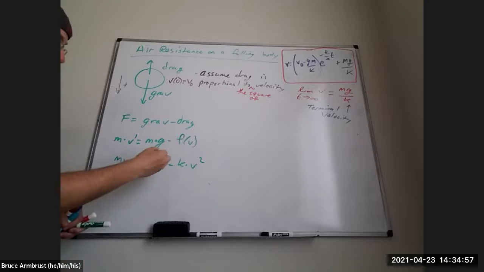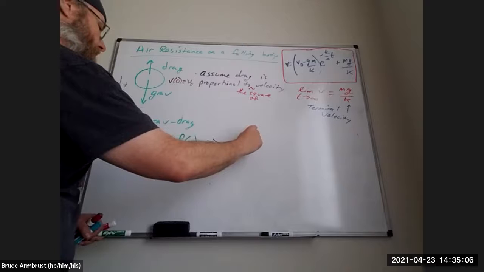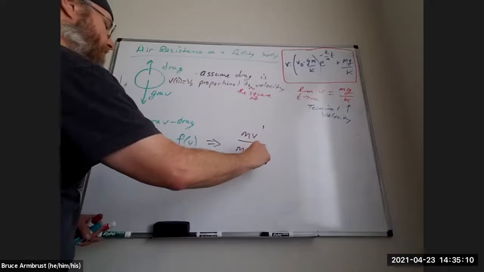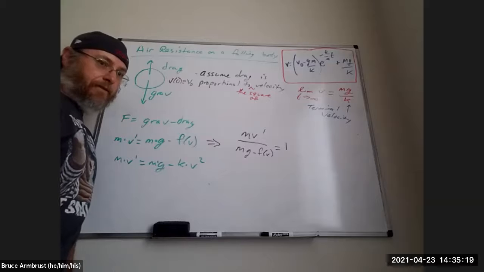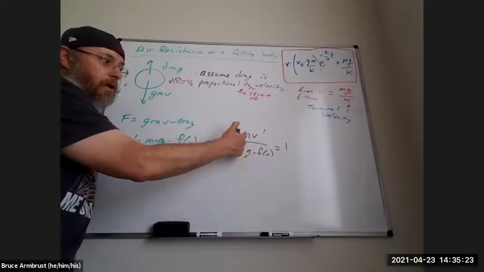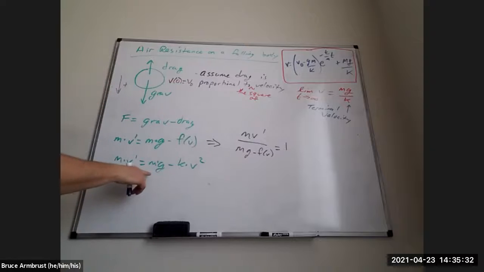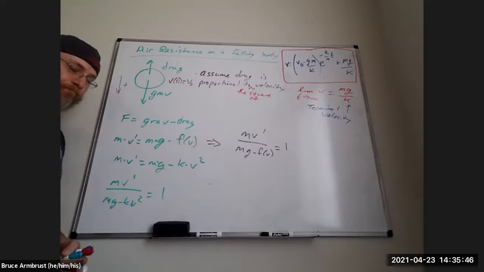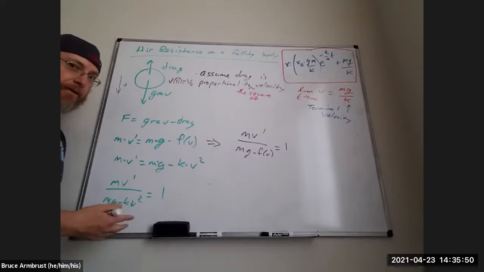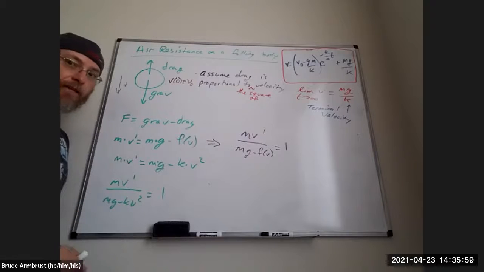Right, take the generic form that I've got on the second line here. I can rewrite this as mv prime over mg minus f of v equals 1. And remember, m and g are constants. So everything over here is just v's. And now we can use separation of variables. In a circumstance like this, it's going to lead to something where we're going to need to do partial fractions. So we could split this thing up, because it's a difference of squares basically, right? So you can split that up, do partial fractions, then integrate, and you get your solution.